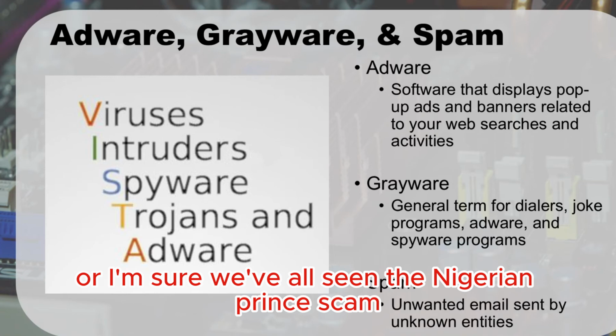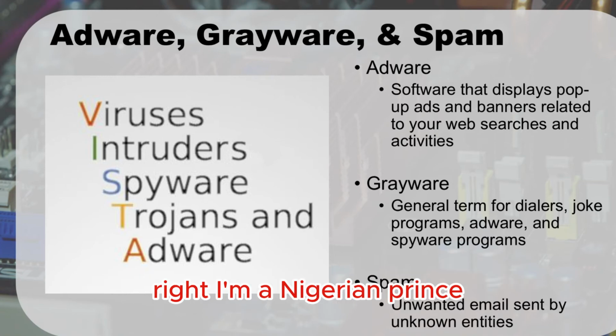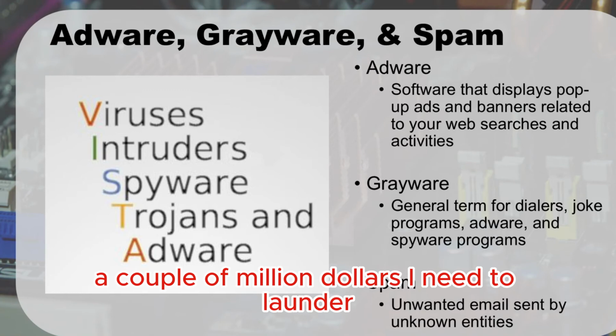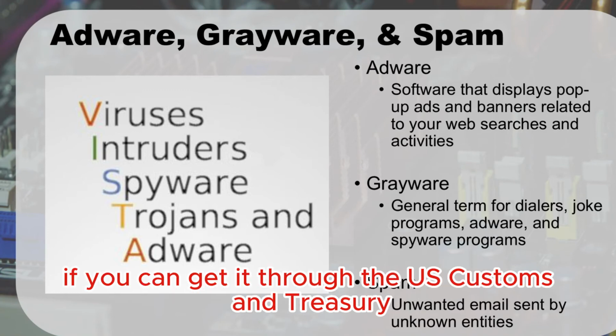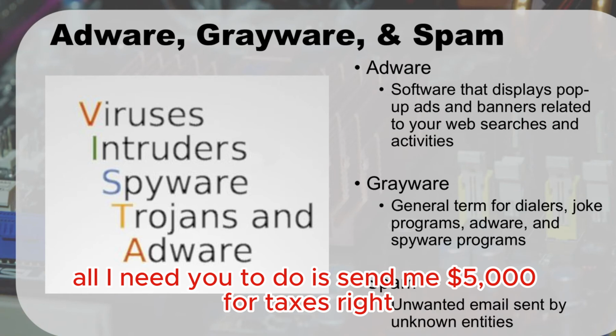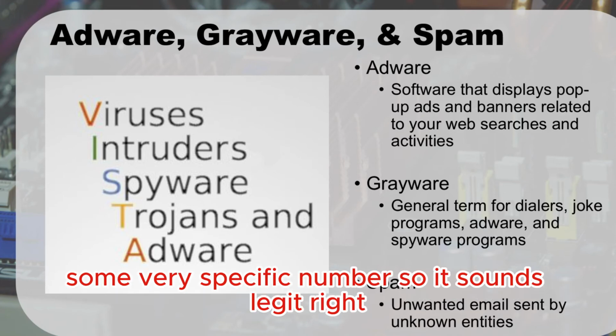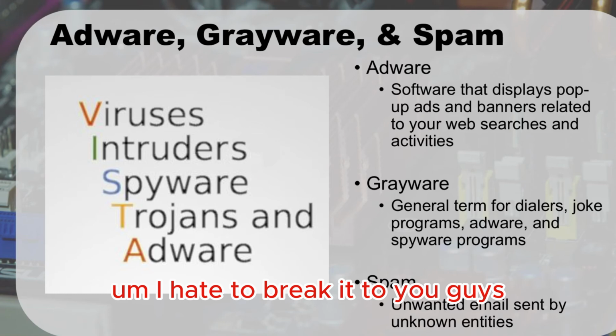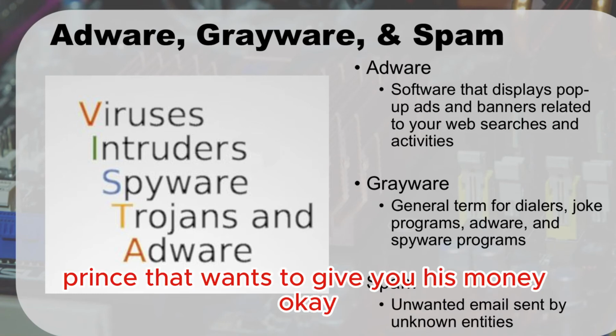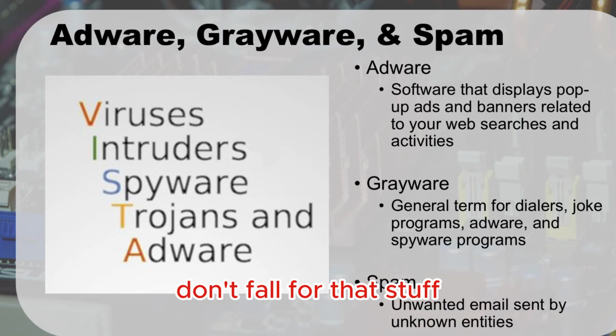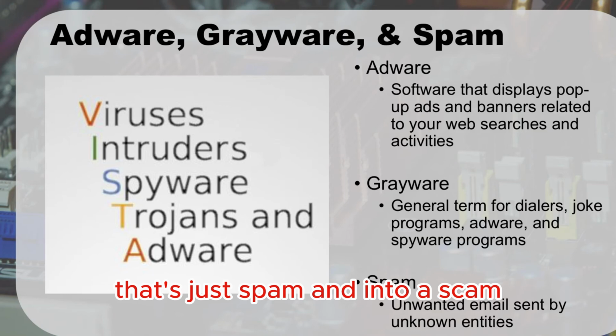Or I'm sure we've all seen the Nigerian prince scam, right? I'm a Nigerian prince. I have a couple million dollars I need to launder. I'll give you $1 million of it if you can get it through U.S. Customs and Treasury. All I need you to do is send me $5,000 for taxes, right? It's usually not 5,000, it's usually like $5,328, some very specific number, so it sounds legit, right? I hate to break it to you guys, there is no Nigerian prince that wants to give you his money, okay? Don't fall for that stuff. That's just spam and a scam.